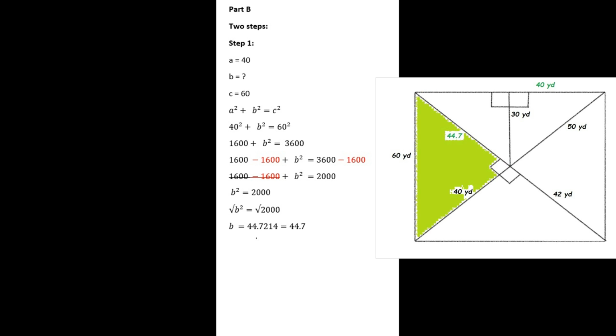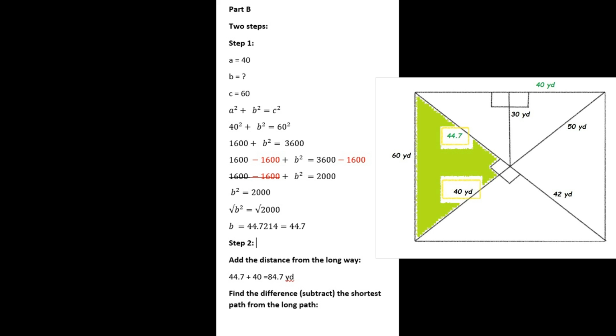And it always helps when you have a word problem in a picture to label the parts of the picture. All right? Because every time you come up with another measurement, like this 44.7 yards, you may have to do something with it. So we have the 2 legs, and the long way is the 44.7 plus the 40 yards. And the short way is 60. So we add up the long way, 44.7 plus 40 is 84.7, and subtract that from 60. So 84.7 minus 60 equals 24.7 yards.